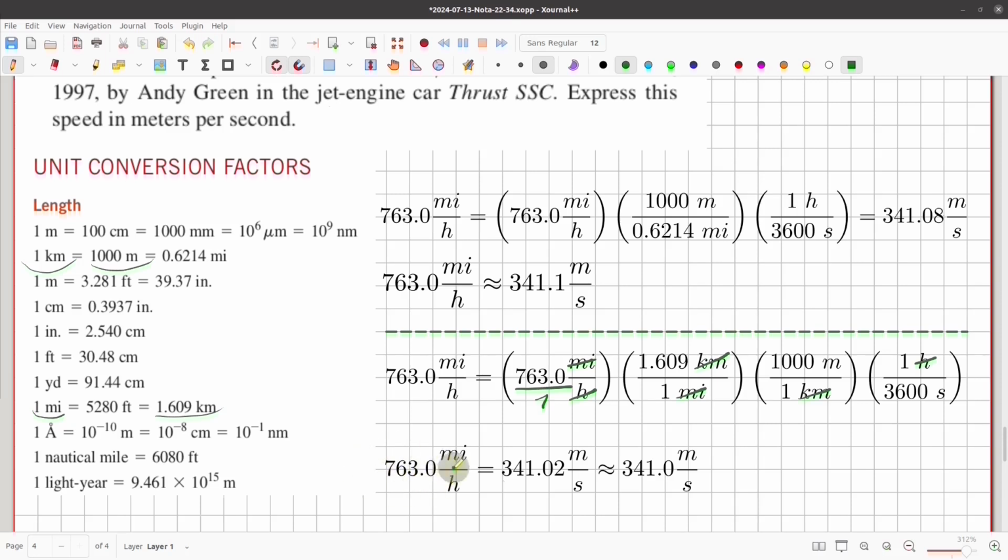However, our original value has 4 significant figures, so we need to round our result to 4 significant figures as well. This gives us 341.0 meters per second. This is because the digit to be dropped, in this case the 2, is less than 5, so the last significant digit, the 0, remains unchanged.